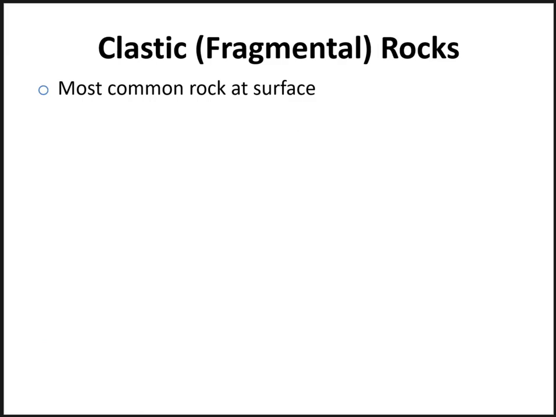The way clastic rocks are formed, larger rocks need to be broken up. That is what is called weathering. Those broken up rock fragments need to be moved, and this is called erosion. The most common erosional agent on the Earth is water. Now those broken up rock fragments are called sediments.